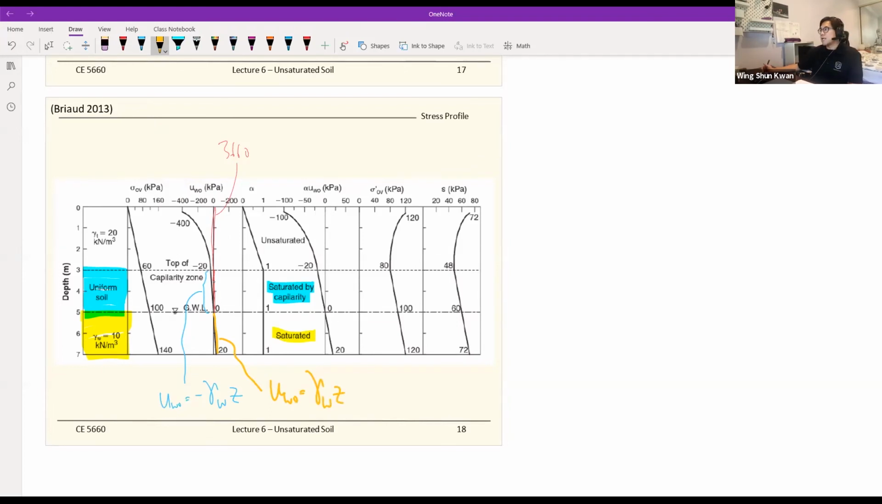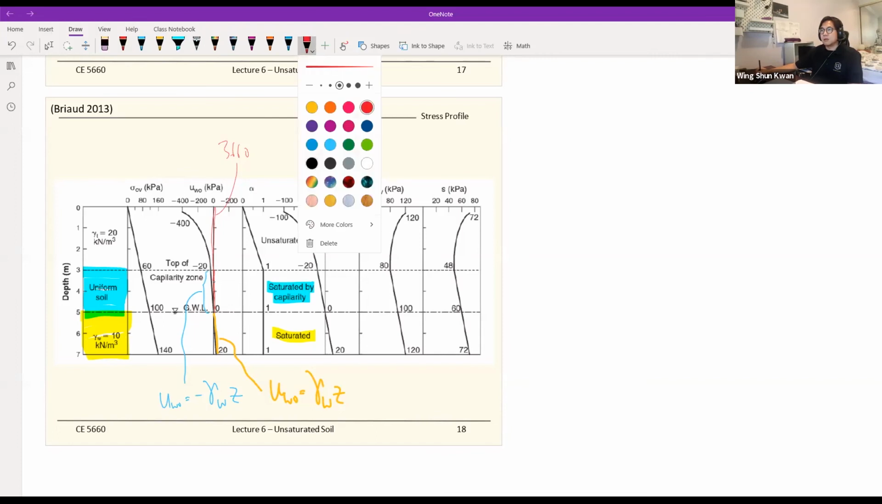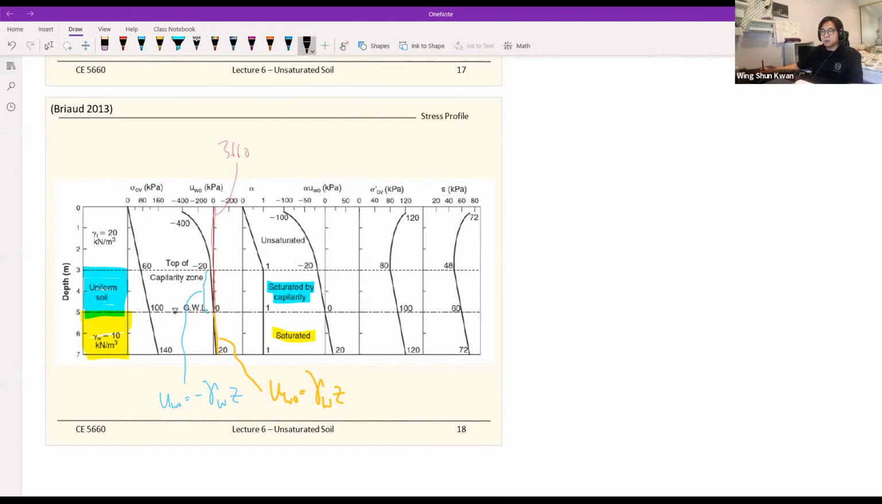So staying in the capillary zones, it is just the opposite. But now, because it is a suction force, it is negative. It is in negative values. So pretty much, when it is below the water table, the water pressure is compression. But above it, the water pressure is tension.